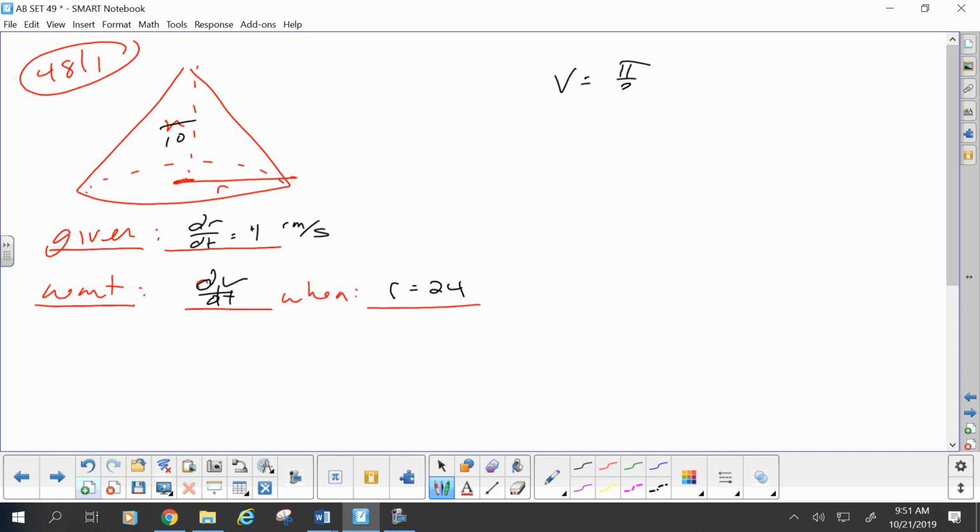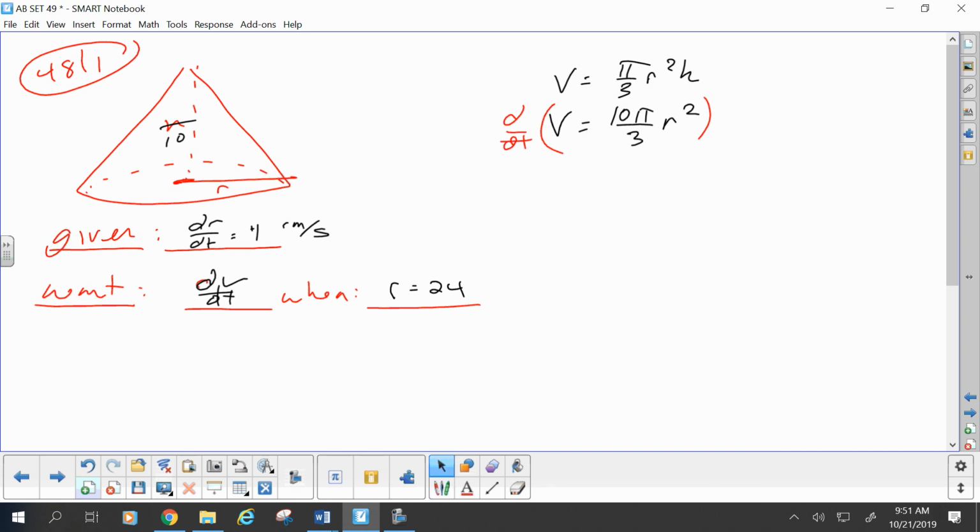The volume formula for a cone is that, and if you can get it down to two variables, you should. What can I do to get it down to two variables? We said that 10 is always the height, so plug that in. Make your life easier before your calculus. Now differentiate with respect to time. If I take the derivative with respect to time on both sides, I get dV/dt is 20π over 3 r dr/dt, and plug in your stuff.